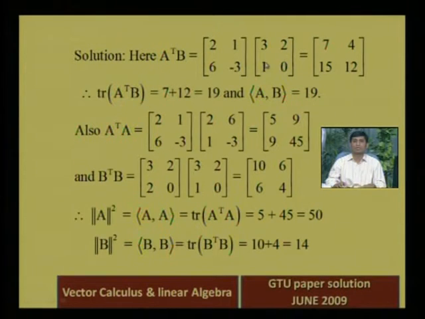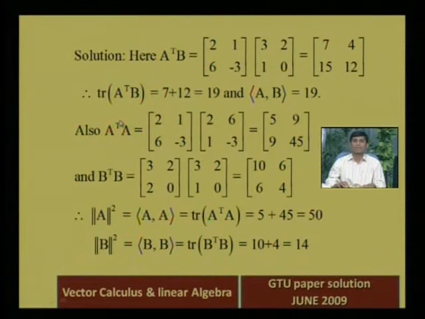This is the A transpose B, and we want to find trace of A transpose into B. Now trace means what? The sum of the principal diagonal elements. So we take 7 plus 12, that is equal to 19, and inner product AB is equal to 19, right? Now also A transpose into A is equal to [2 6; 1 -3] into [2 1; 6 -3], because we want to find norm A.